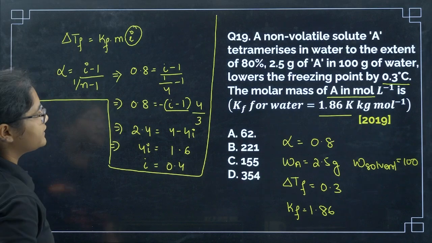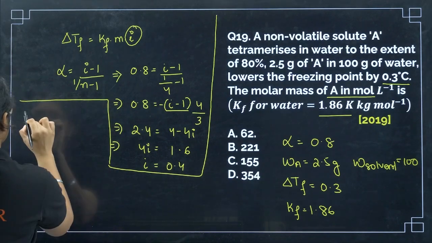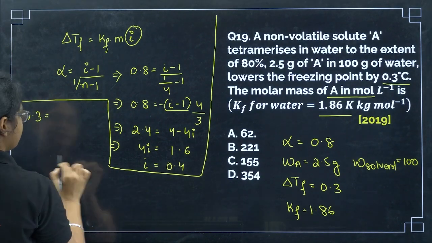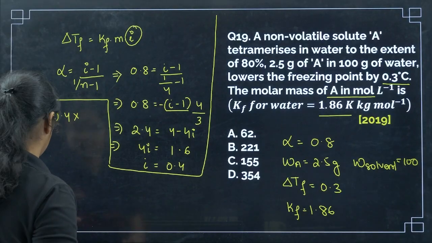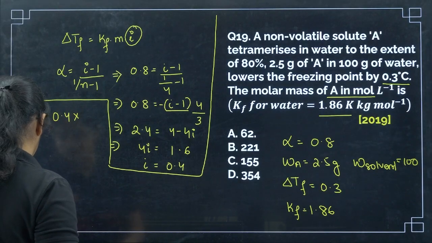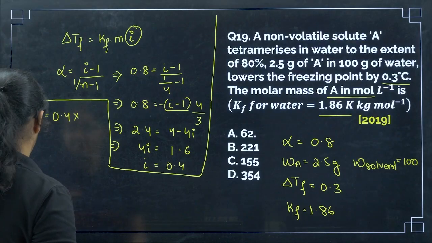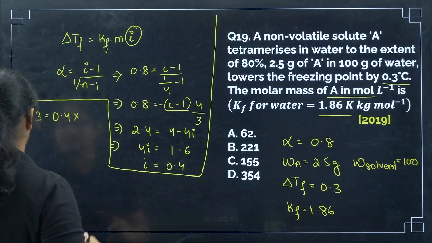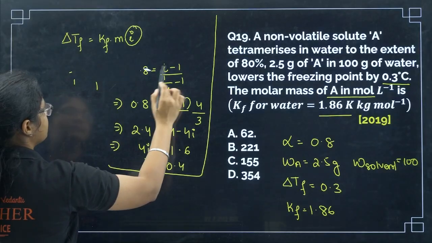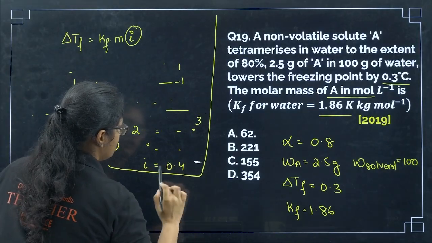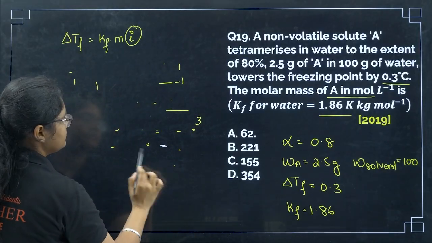Okay, so what is the delta TF value given to me? 0.3. The i value given to me is 0.4. KF, okay, let me clear this board so that I will have more space. We have just seen the i calculation is 0.4. I'm erasing this one so that we can do the rest of the calculation here.